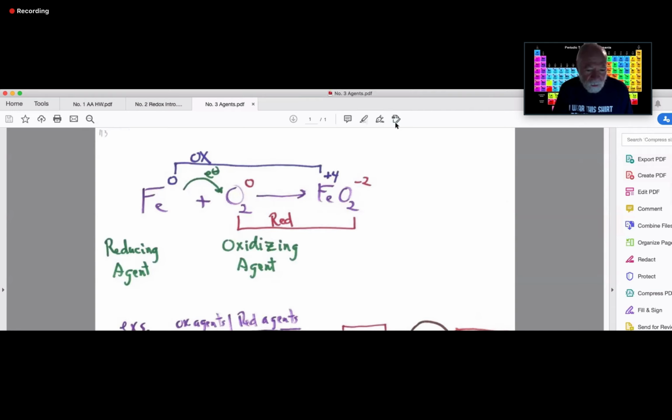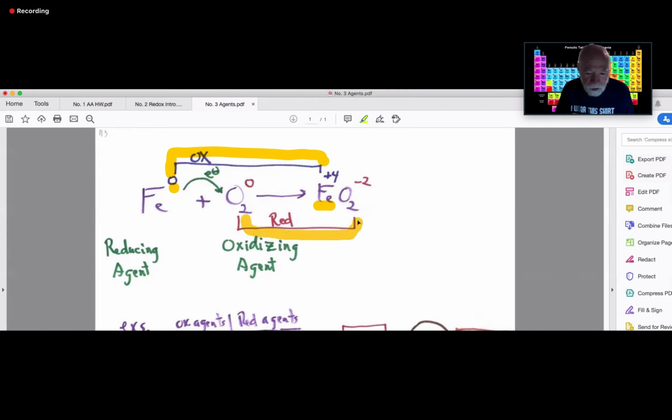Okay, so here's how we would diagram the reaction we just saw. We'd say iron went from 0 oxidation state to positive 4. And by definition, I put a little bracket here. That process is called oxidation. And diagramming the oxygen, it went from a 0 oxidation state to negative 2. That process is called reduction. So we'll use these brackets to label what's going on.